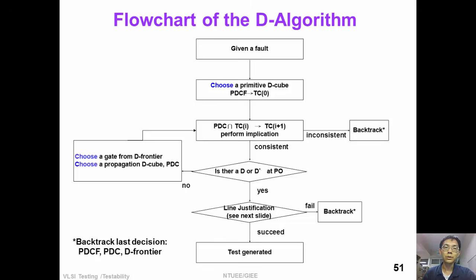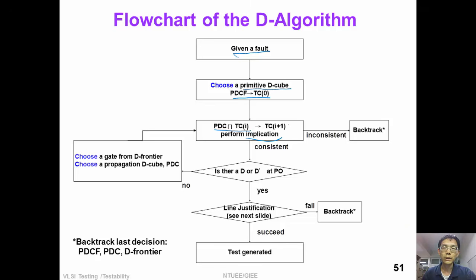Here is the flowchart of the D-algorithm. At the beginning, we are given a fault, and then we choose a primitive D-cube, PDCF, to activate the fault. Let's call it TC0. After that, we try to find a propagation D-cube and take the intersection of our existing test cube, and we perform implication.